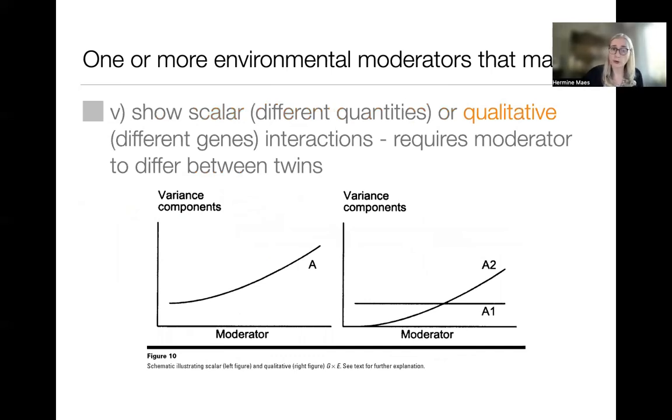One or more environmental moderators may show scalar or qualitative interactions. We will talk primarily about scalar interactions, which, as explained by Sarah Medland in the sex limitation video, we refer to testing whether the quantity or the magnitude of the variance components is different in different groups, or in this case, for different values of the moderator. But similarly, we could also test whether there are qualitative effects, or different genes that interact with the moderator. But this can only be done when the moderator differs between the members of a twin pair.